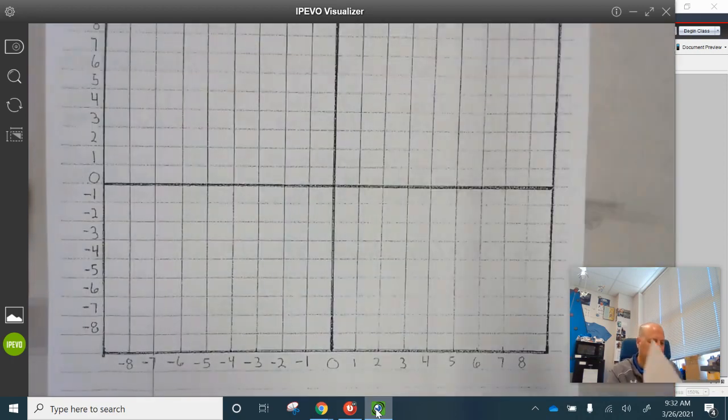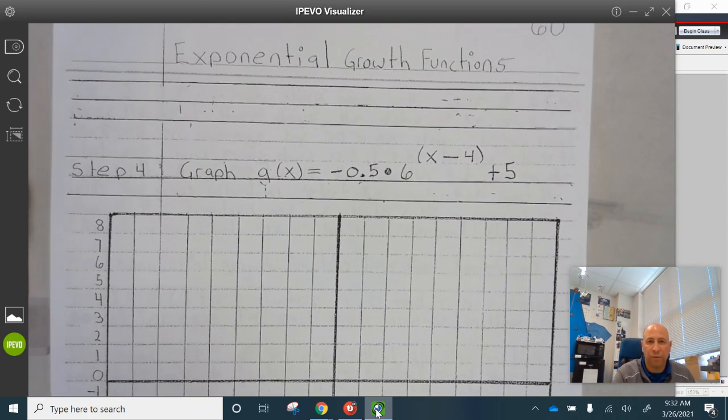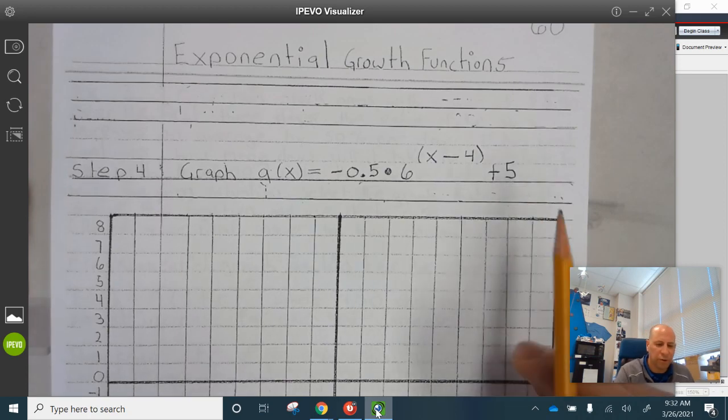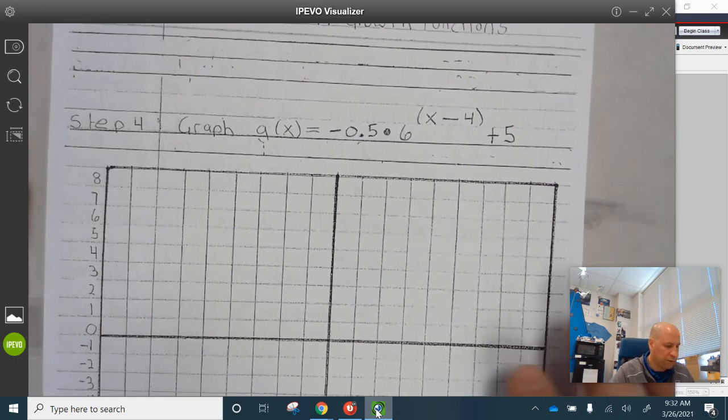All right, let's take a look at the next step. Step 4: Graph g of x equals negative 0.5 times 6 to the x minus 4 plus 5. So the first thing we're going to do is graph the horizontal asymptote y equals 5. So let's do that now.